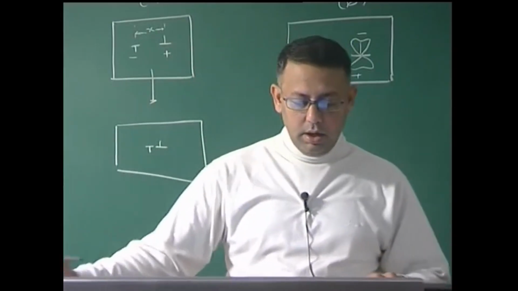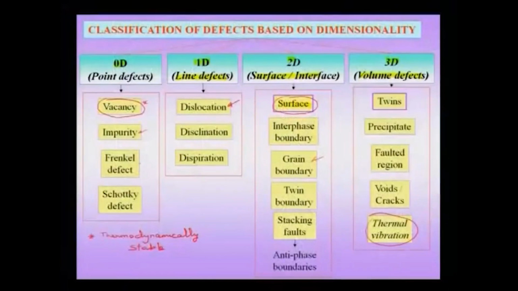There are other defects which come in ionic materials, like the Frenkel defect and the Schottky defect. We may briefly consider some of these as we go along. The important one dimensional defect is the dislocation, and we have been briefly considering the concept of a dislocation and the stress field, etc. There are other possible one line defects like the disclination and dispiration, which of course we will not take up during this course in any kind of detail.